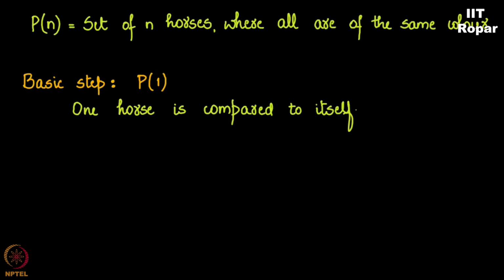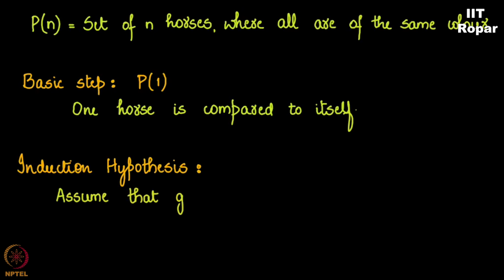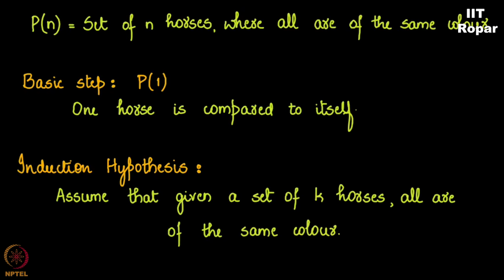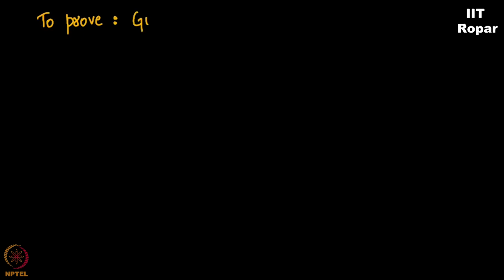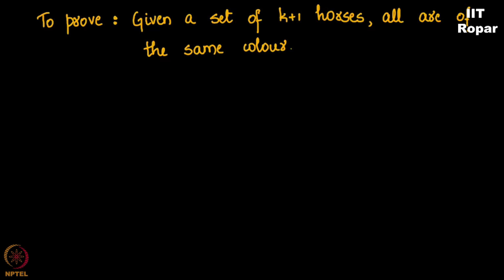Now, I'll move on to the induction hypothesis, where I assume that given a set of k horses, all are of the same color. So I assume that there are k horses and they are all of the same color. So the next step is the inductive step, where we'll prove that given a set of k plus 1 horses, you have to prove that all horses are again of the same color.